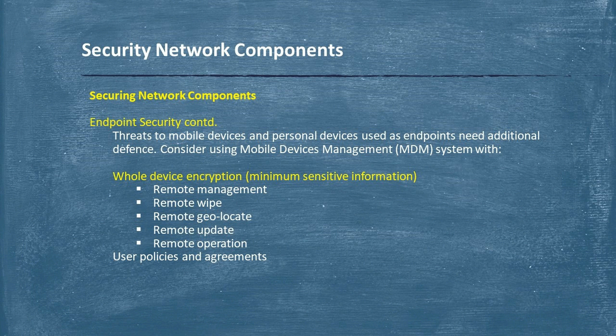Threats to mobile devices and personal devices used as endpoints need additional defense. Consider using a mobile device management system, with remote management, remote wipe capability, remote geolocation, remote update, and remote operations. These operations can be done remotely. The user can be sitting somewhere in another country, and the administrator can do a remote wipe and a remote update of patches.